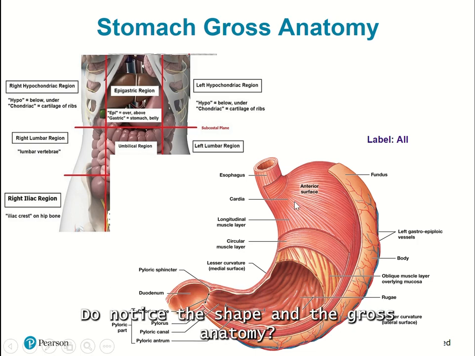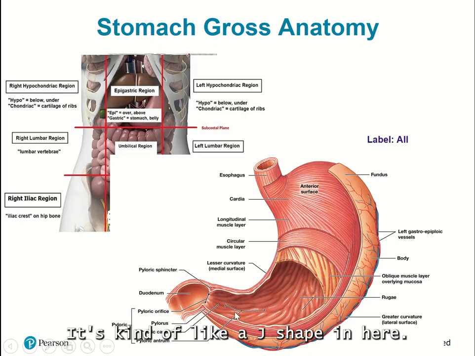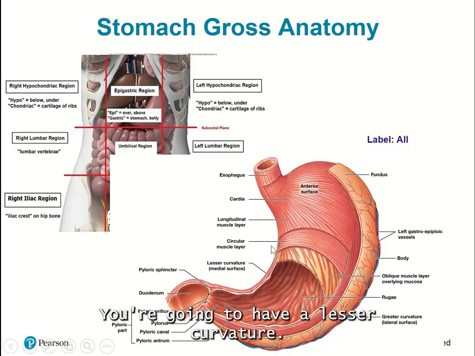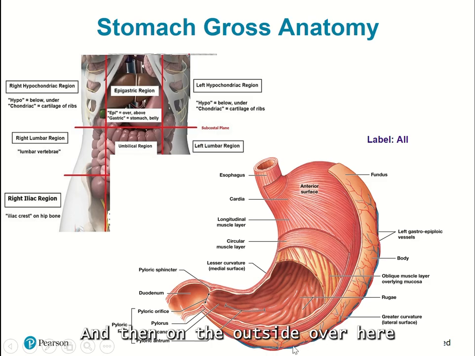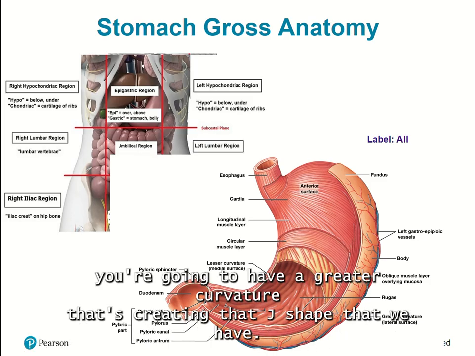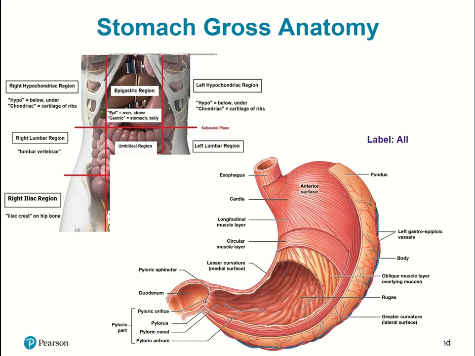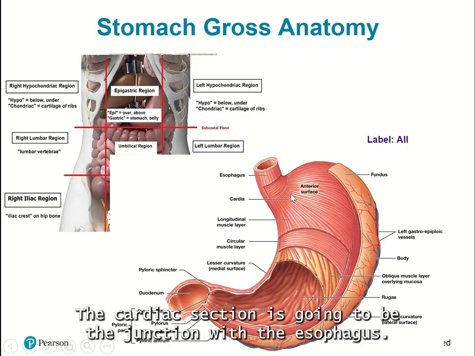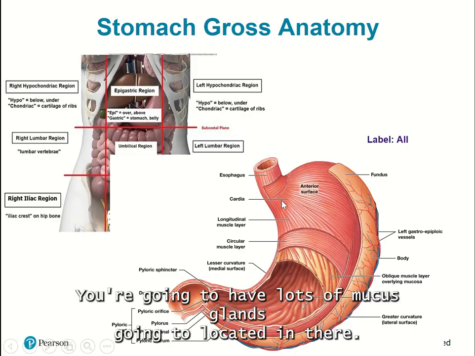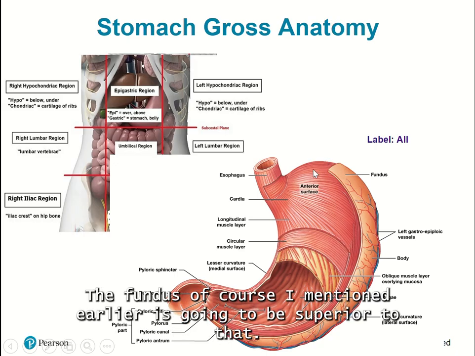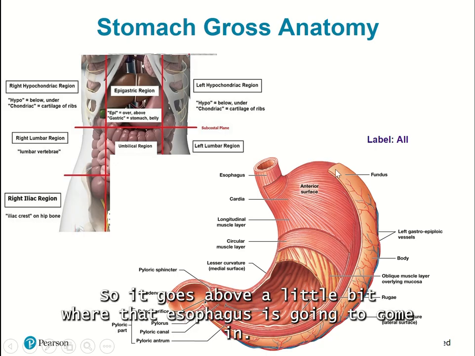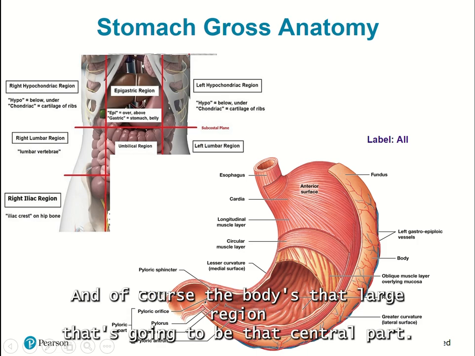Do notice the shape in the gross anatomy. It's kind of like a J shape in here. You're going to have a lesser curvature, and then on the outside over here, you're going to have a greater curvature that's creating that J shape that we have. The cardia section is going to be the junction with the esophagus. You're going to have lots of mucus glands that are going to be located in there. The fundus, of course, I mentioned earlier, is going to be superior to that, so it goes above a little bit where that esophagus is going to come in. And of course, the body is that large region that's going to be that central part.